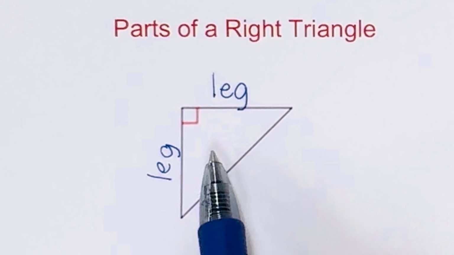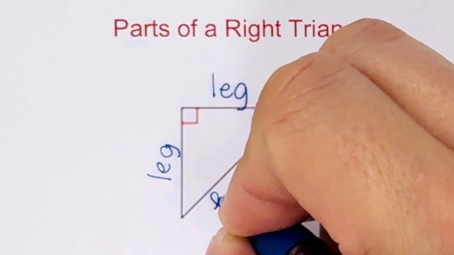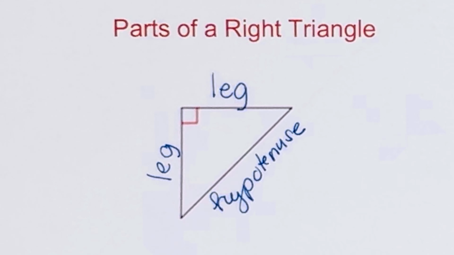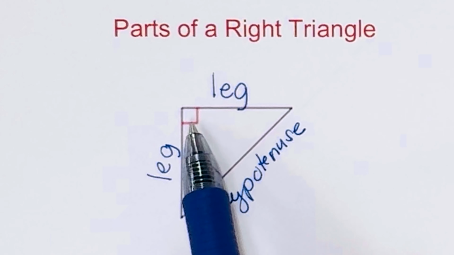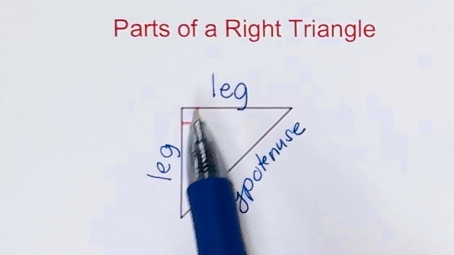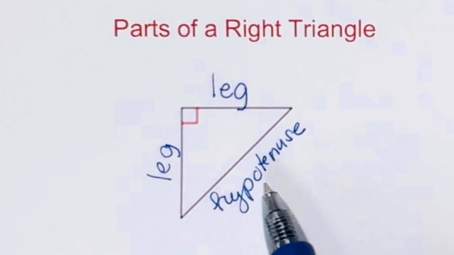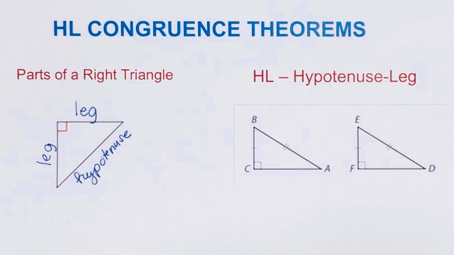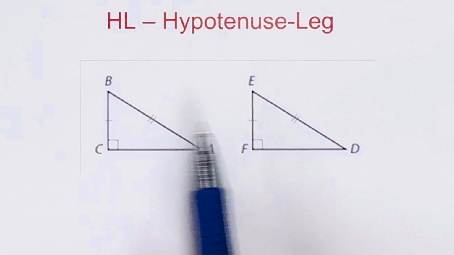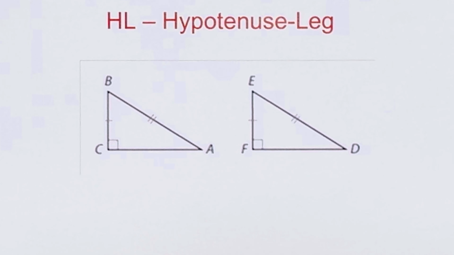Across the small square is the hypotenuse. So every time, connected to the small square on the corner are the two legs. Across the small square, which is 90 degrees, is the hypotenuse. So when can we have an HL congruence theorem? In this picture here, this is an example of an HL. This too can be proven as congruent triangles based on the HL.